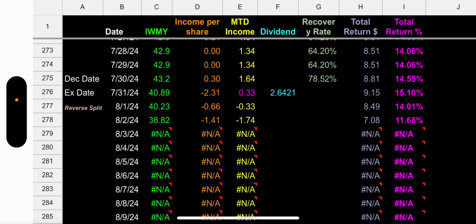However, just like the other two, August 1st, August 2nd was a nightmare. They lost 66 cents and $1.41. But even doing so, their total return is up 11.68%. So that's pretty good.